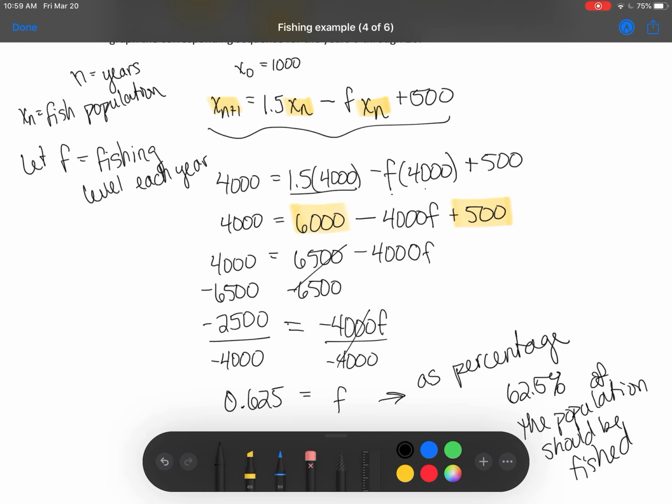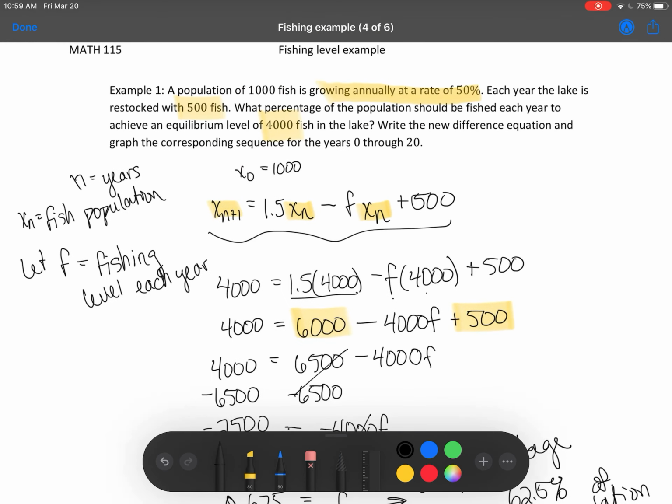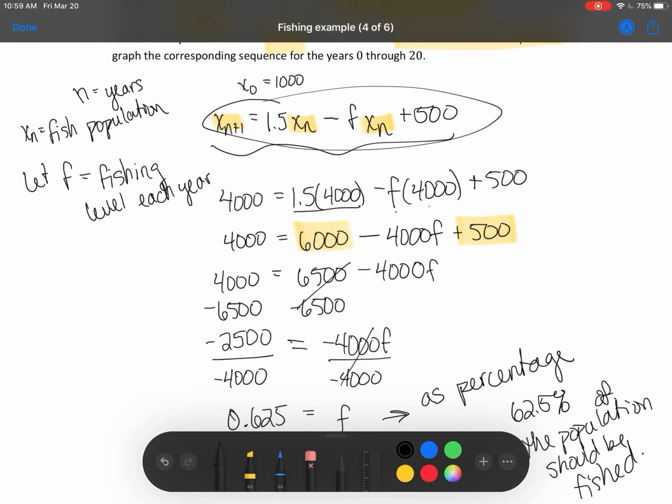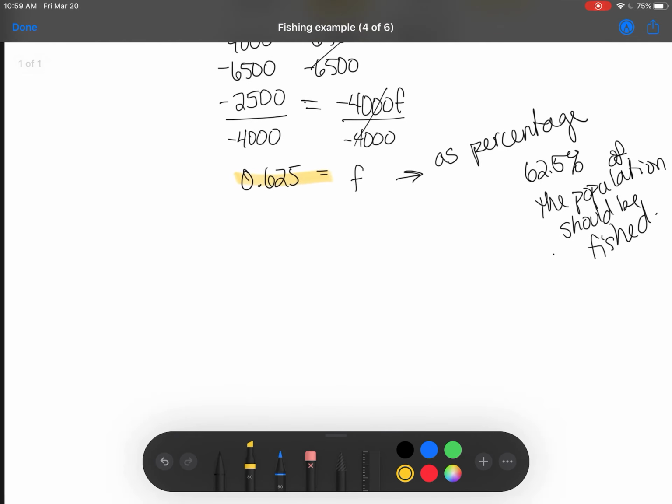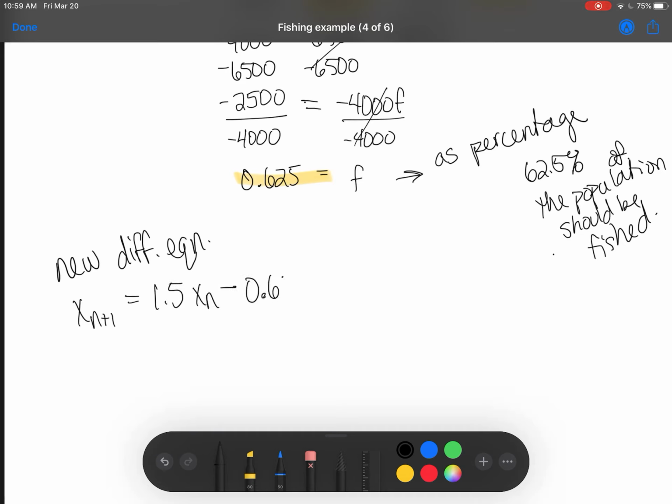All right, so then the final thing that we want to do is, up here it asked us to write a new difference equation. So all we're going to do for that is take this difference equation that we wrote right here and simply replace our f with the decimal version. So I'm going to scroll this down here. So our new, why isn't that working? There we go. New difference equation is x sub n plus 1 equals 1.5 x n minus 0.625 x sub n plus 500.